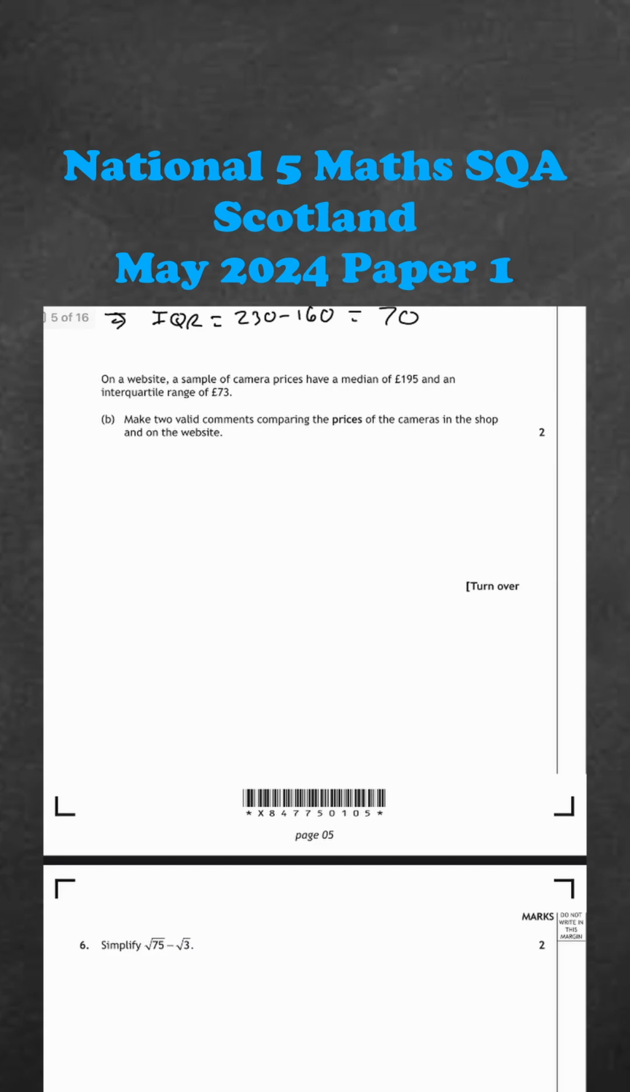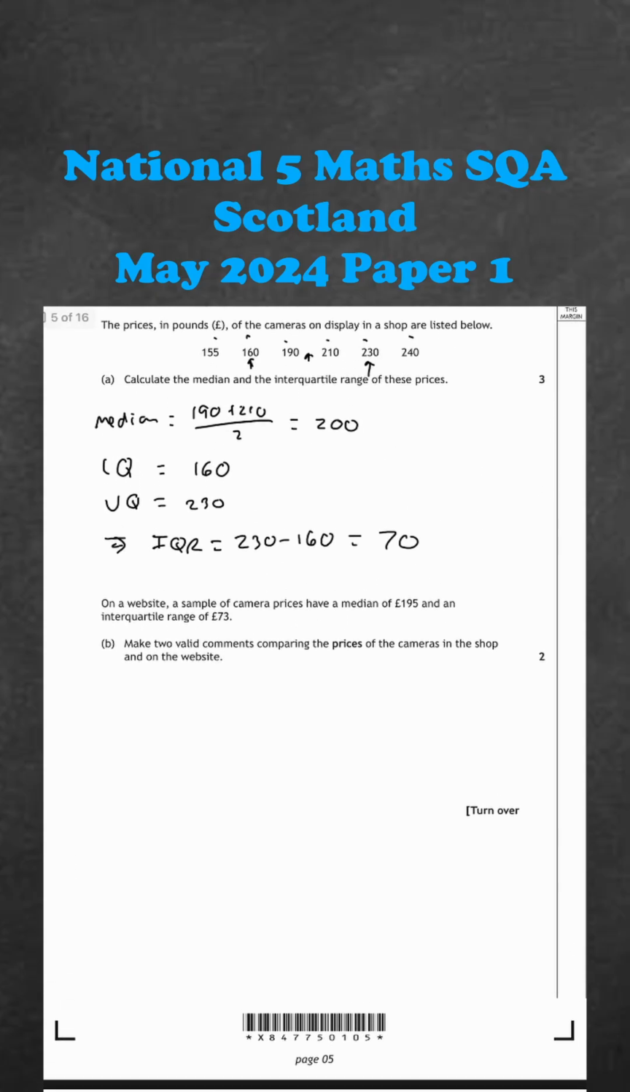On a website, a sample of camera prices have a median of £195 and an interquartile range of £73. Make 2 valid comments comparing the prices of the cameras in the shop and on the website. So we can see the median is higher in the shop and the interquartile range is higher on the website.